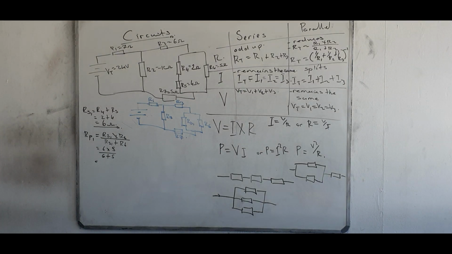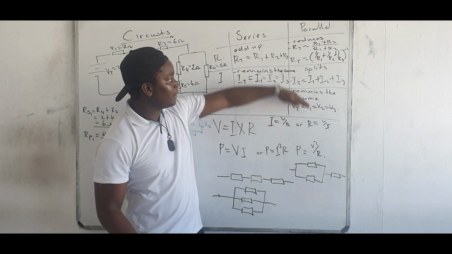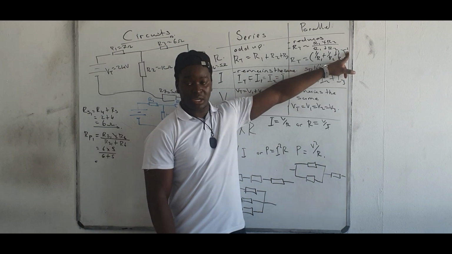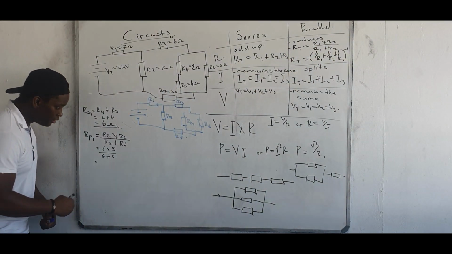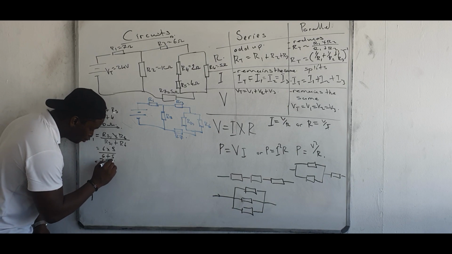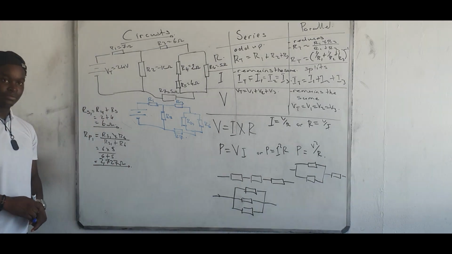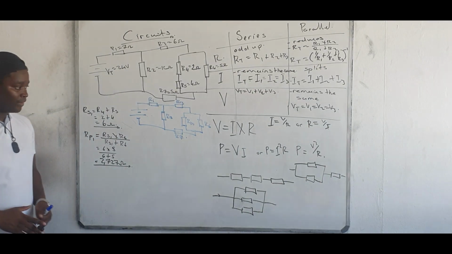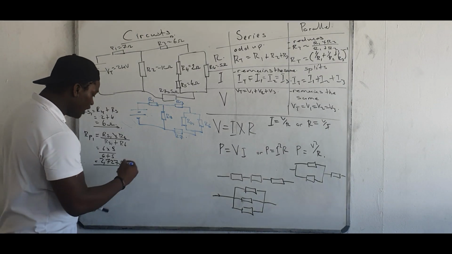1 over RP, yes, that is correct. If you're using this formula, this is the only part that scares me: do not forget your minus 1. Are we together? Yes, you got 2.727 ohms. So it's either you do it in that long form or you do it this way. Both of them give you the same answer. That is absolutely correct. Okay, let's move on.